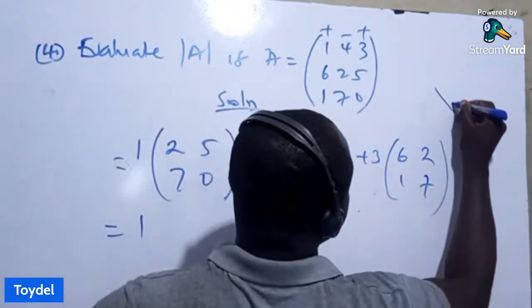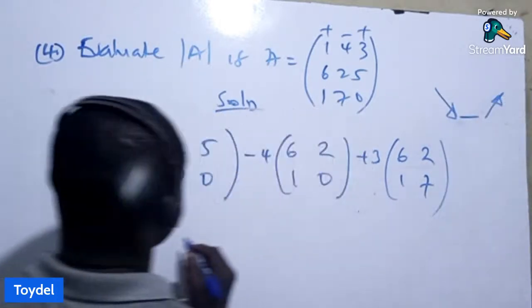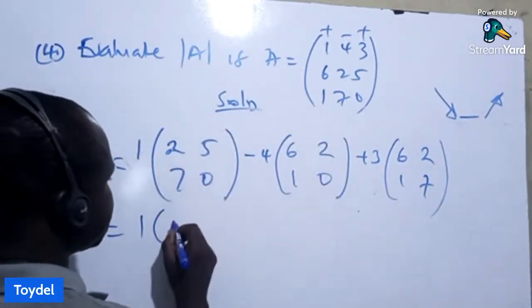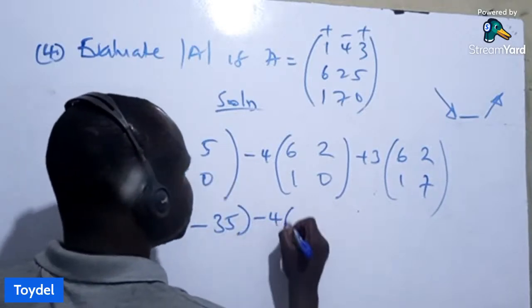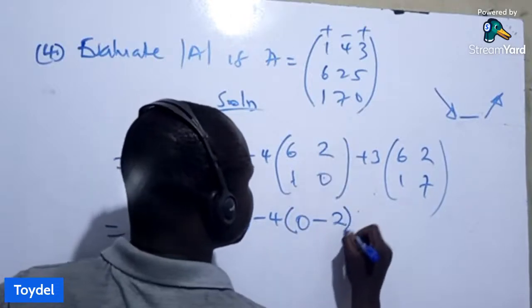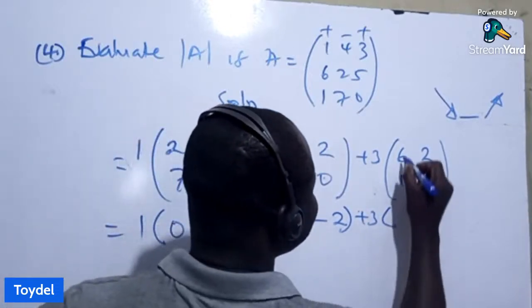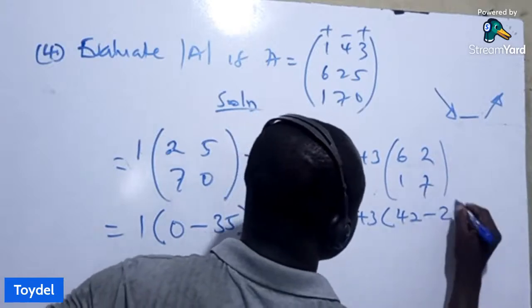Then from there, if you want to find the determinant of a 2 by 2 matrix, you multiply the leading diagonal minus the other diagonal. That's how to find the determinant. This will now be 2 times 0 is 0, minus 7 times 5, 35. Then minus 4 into bracket 6 times 0 is 0, minus 1 times 2, 2. Then plus 3 into bracket 6 times 7, 42, minus 1 times 2, 2.